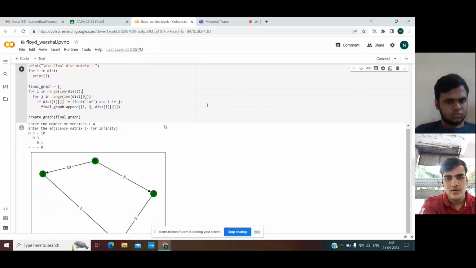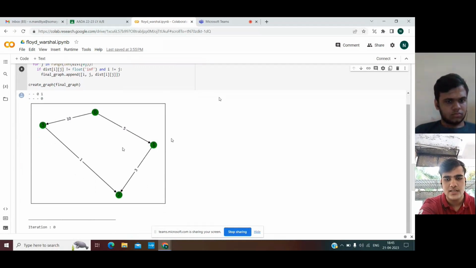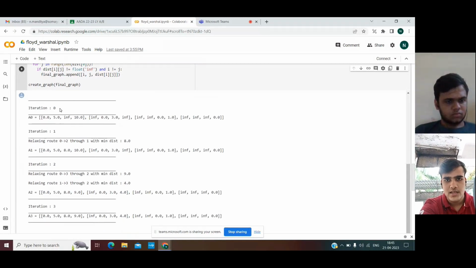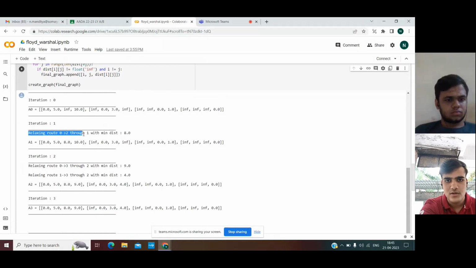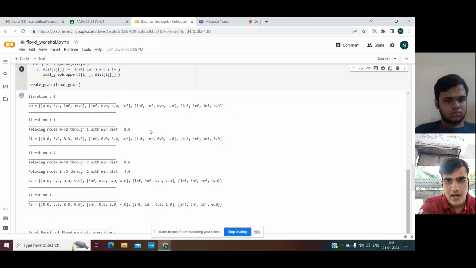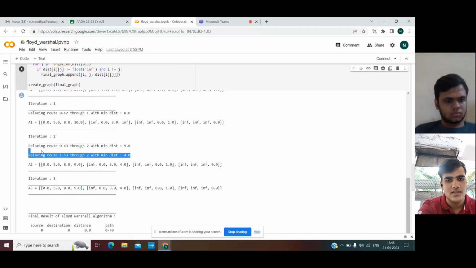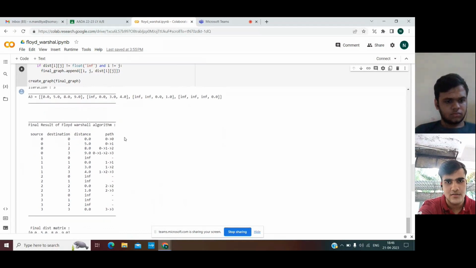As you can see in the output, we first accept the number of vertices and the adjacency graph with dash for infinity values. The graph is then drawn using the NetworkX library. Since we have 4 vertices, there are 4 iterations. In iteration 0, there is no relaxation of edges. In iteration 1, there is a relaxation, routing 0 to 2 through 1, as you can see. And in iteration 2, there are 2 relaxations. Similarly, in iteration 3, there are no relaxations, as vertex 3 is a separated node and no other node is connected to it.